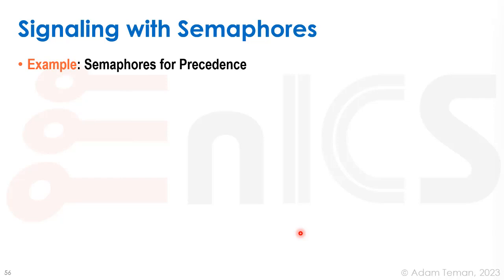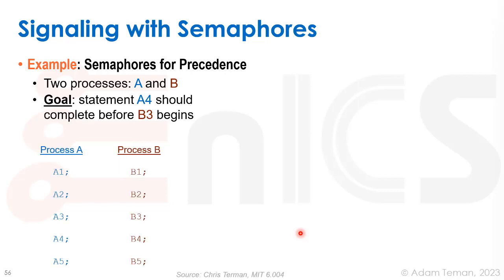So one example is using semaphores for precedence between processes. Say we have two processes, A and B. Process A has these operations, A1, A2, A3, A4, A5. And process B has 5 operations as well, B1, B2, B3, B4, B5. These operations are sequential within process A, and sequential within process B, but we have nothing that's deciding which one happens before the other. And let's say it's very important for us that A4 actually is completed before we do B3. That can happen in many different cases. So we can use a semaphore to solve this problem.